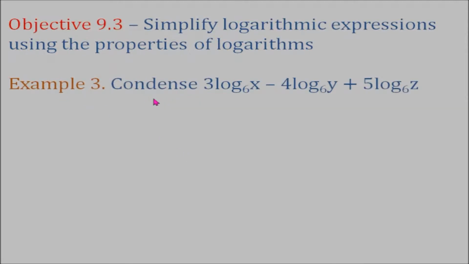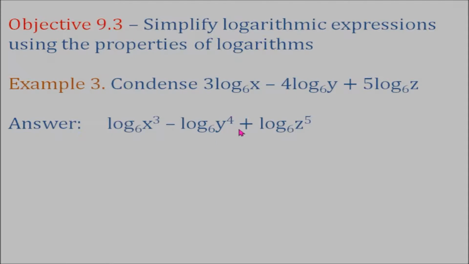Example number 3. Condense 3 log base 6 of x minus 4 log base 6 of y plus 5 log base 6 of z. From the power rule, this 3 here is the exponent of x, this 4 is the exponent of y, and this 5 is the exponent of z. So it becomes log base 6 of x to the power of 3 minus log base 6 of y to the power of 4 plus log base 6 of z to the power of 5.